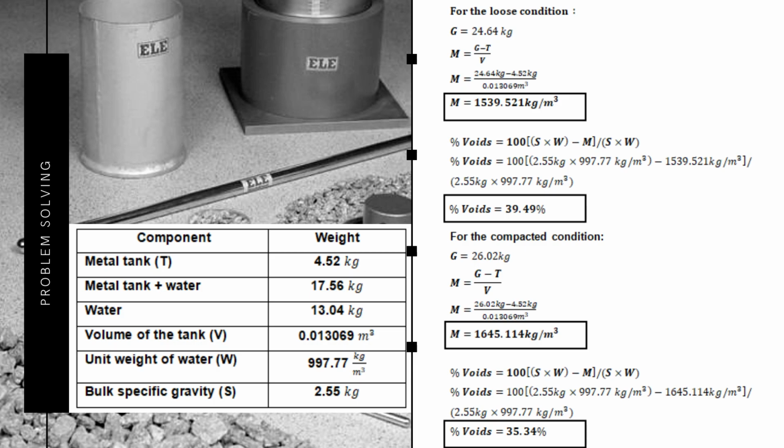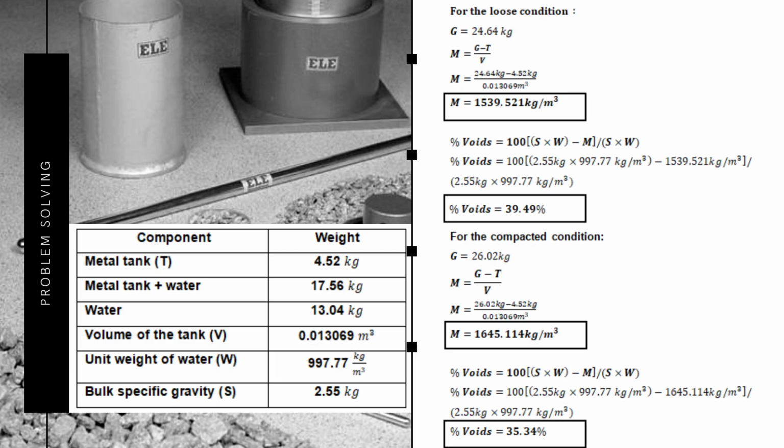Para naman sa compacted condition, na ginamitan natin ng rodding procedure, step 1 is calculate the bulk density with the mass of the aggregate plus the measure obtained from the experiment. So, ang nakuha nating G from rodding procedure is 26.02 kilograms. Ang gagamitin nating formula, same lang din for the bulk density is (G minus T) over V, which is 26.02 kilogram minus 4.52 kilogram divided by the volume 0.013069 cubic meter. Ang makukuha nating value ng bulk density for compacted condition is 1,645.114 kilogram over cubic meter.